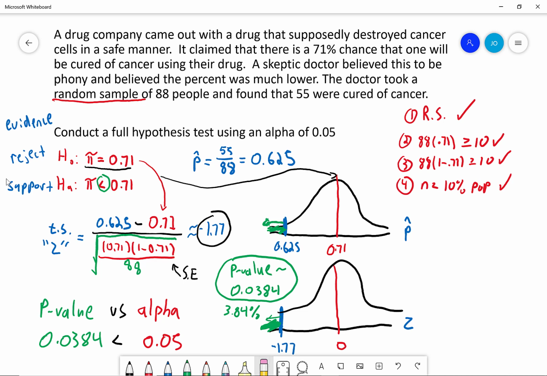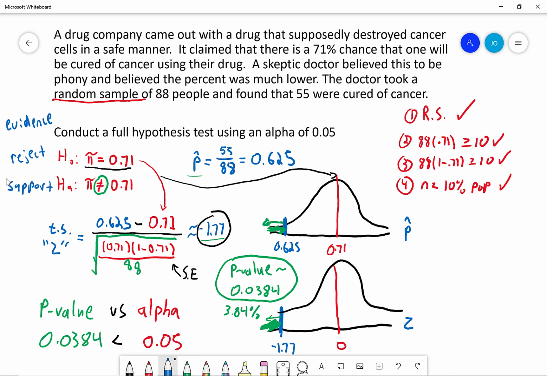Now let's see what would happen if we change our HA. Imagine instead we wanted to test the claim that the proportion is just different from 71%. It's just different. Could be bigger, could be smaller. So what is going to change here? We still end up with the same sample proportion, 55 over 88. Therefore, we're still going to end up with the same test statistic, negative 1.77.